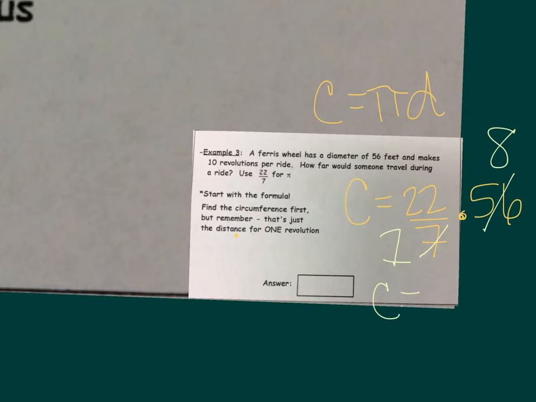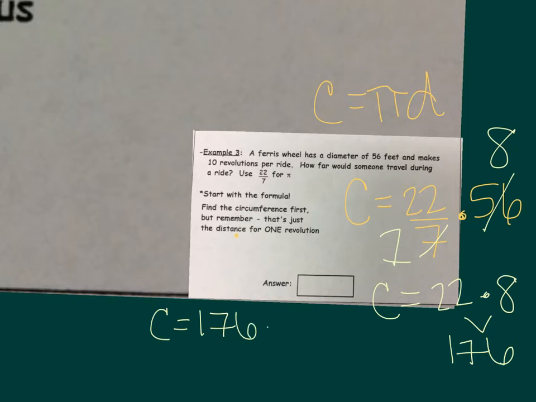So we now have C equals 22 times 8. And when you multiply 22 times 8, you get 176. So the circumference for this Ferris wheel is equal to 176 feet. But we're not finished. Remember, we want to know how long you would travel if you make 10 revolutions per ride. A revolution just means one time around the Ferris wheel.